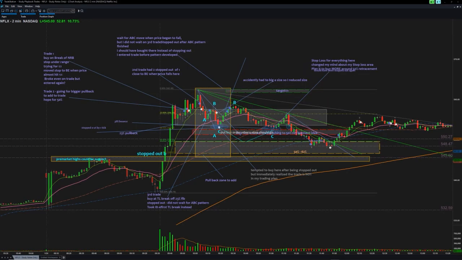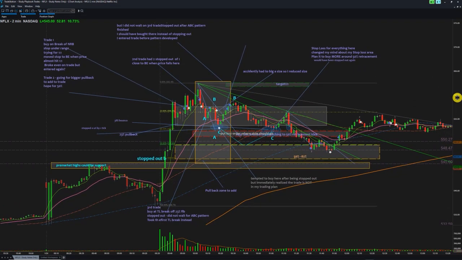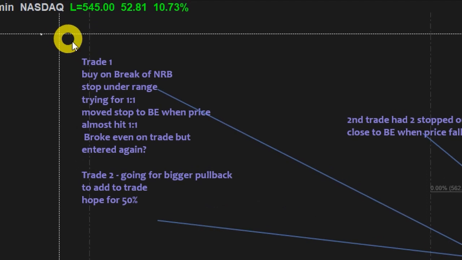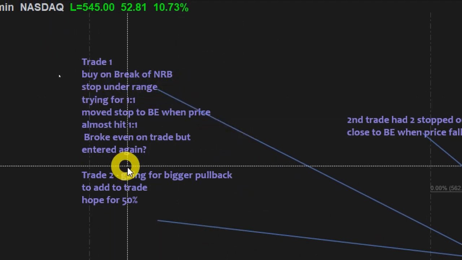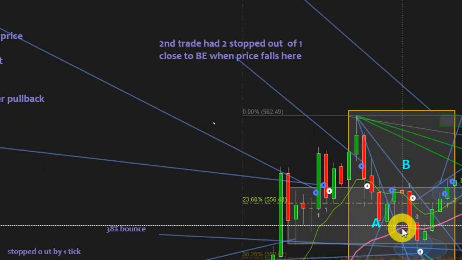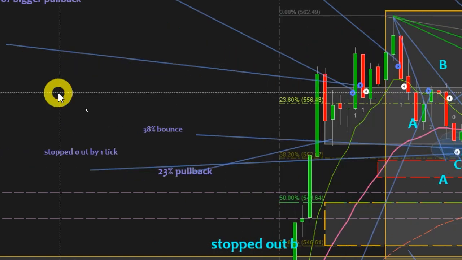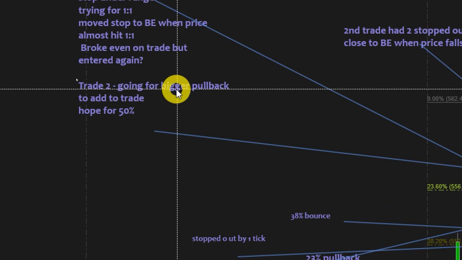That's a bummer. Okay, finally, I want to go over the psychology of my thinking in these trades, in case I missed anything. What was I thinking right here when I did this? Let's go to trade 1 up here. Buy on breakout of narrow range bar, stop under the range, trying for a 1-to-1. That's what I did. I got out real fast on that. It went up, came back down, and then I got back in it though. Let's see, did I put any words? Going for a bigger pullback. That's what I did on trade 2.